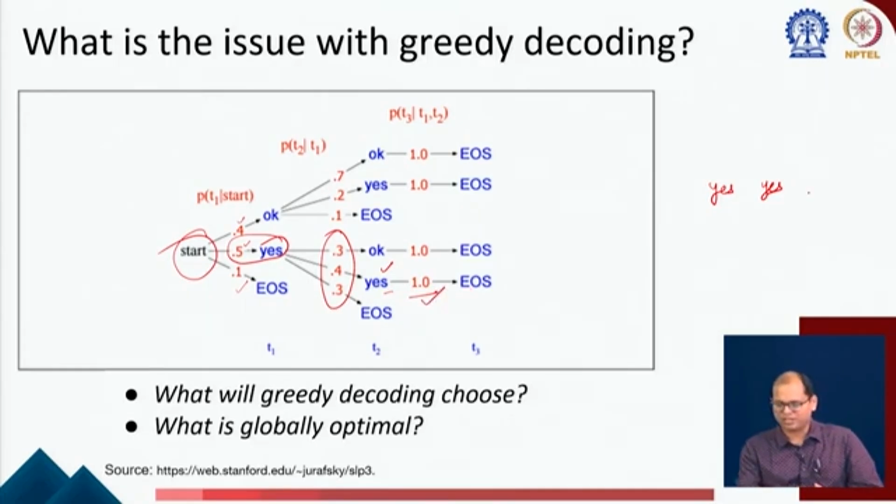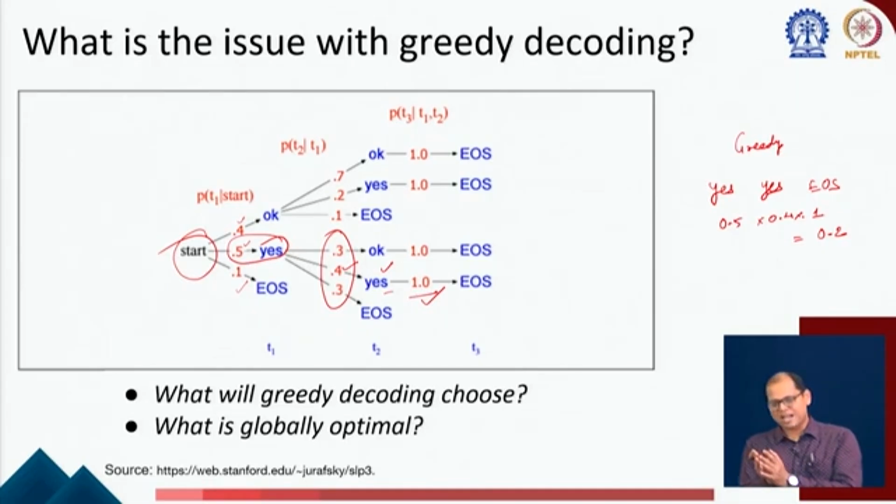So I have to just choose EOS. So yes, EOS is what I will generate using greedy decoding. Now you can easily see in this toy example, is this an optimal solution? So what is the probability of this generation? 0.5 into 0.4 into 1. So that is 0.2, right? That is the probability.